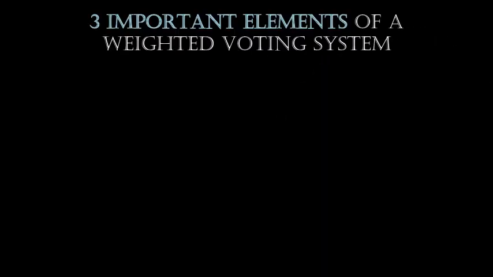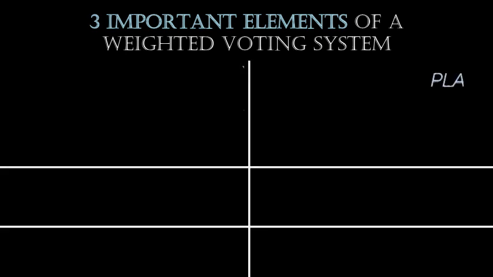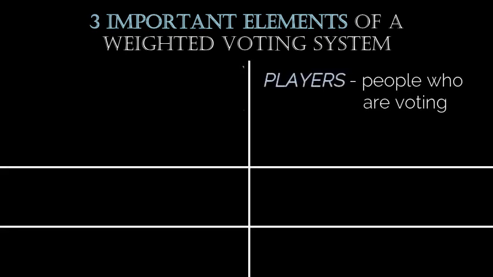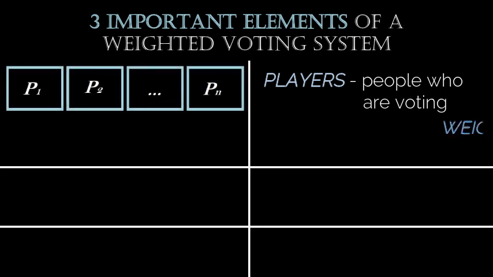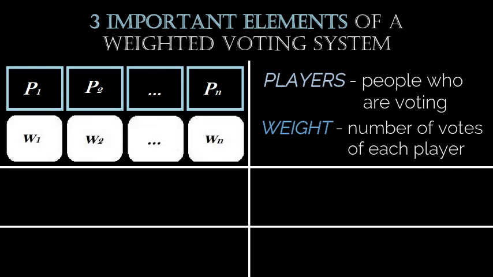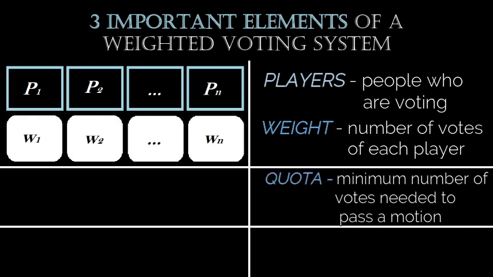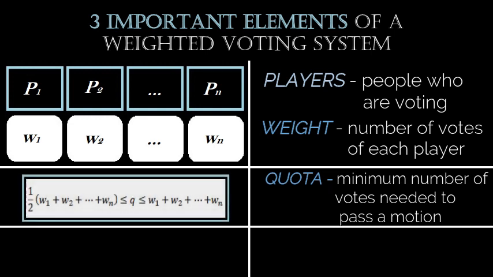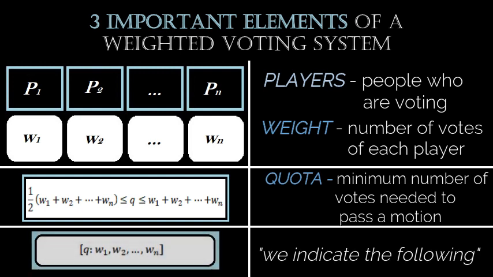There are three important elements of a weighted voting system. Players, which are the people who are voting, denoted by P sub 1, P sub 2 until P sub n, weight, which is the number of votes of each player, denoted by W sub 1, W sub 2 until W sub n, and quota, which is the minimum number of votes needed to pass a motion. Quota should be greater than 50% or half of the sum of the weights, and is denoted by the variable q. To indicate a system, we write the following, where q is the quota and the w's represent the respective weights of each player, and this is useful in Banzhaf index.